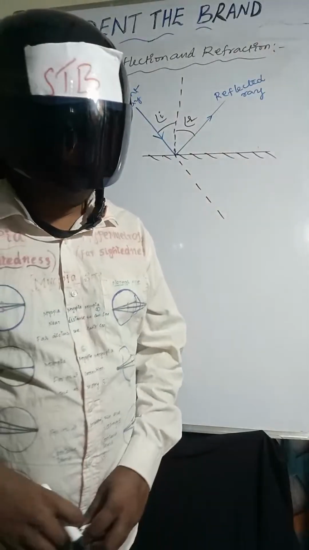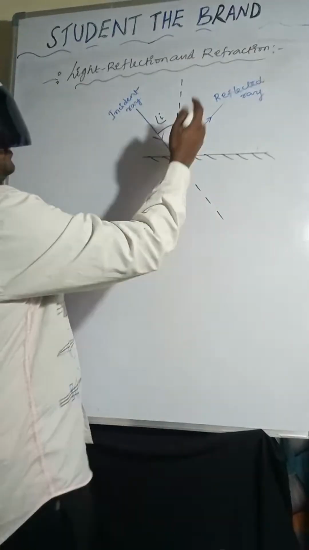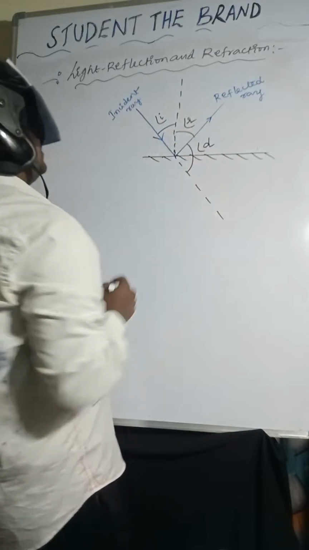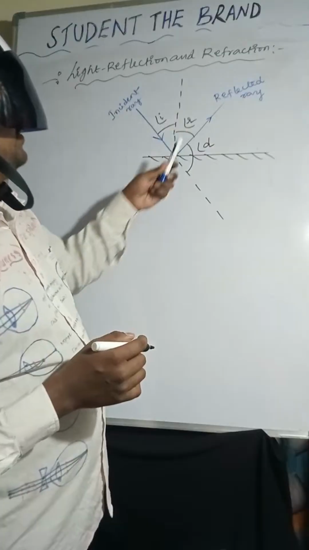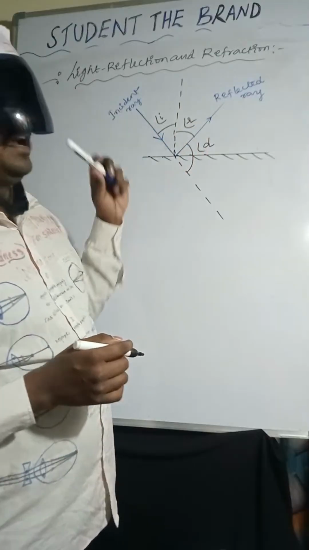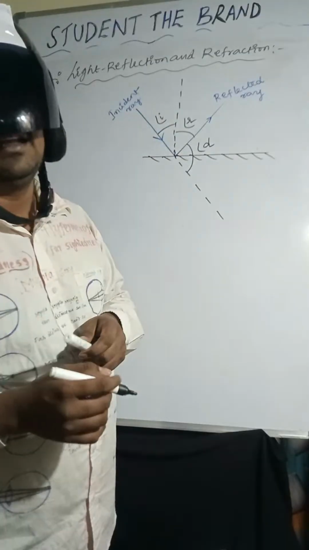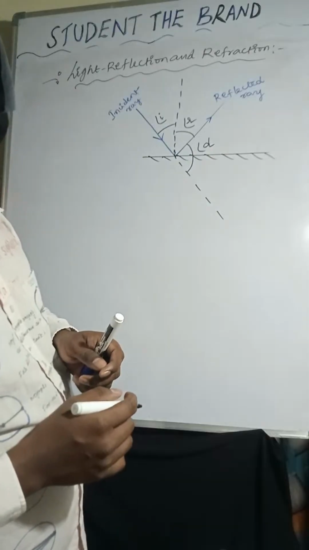And the angle between the reflected ray and the undeviated line is called the angle of deviation. Angle between incident ray and normal line is the angle of incidence. Angle between reflected ray and normal is the angle of reflection. Angle between reflected ray and undeviated line is the angle of deviation.